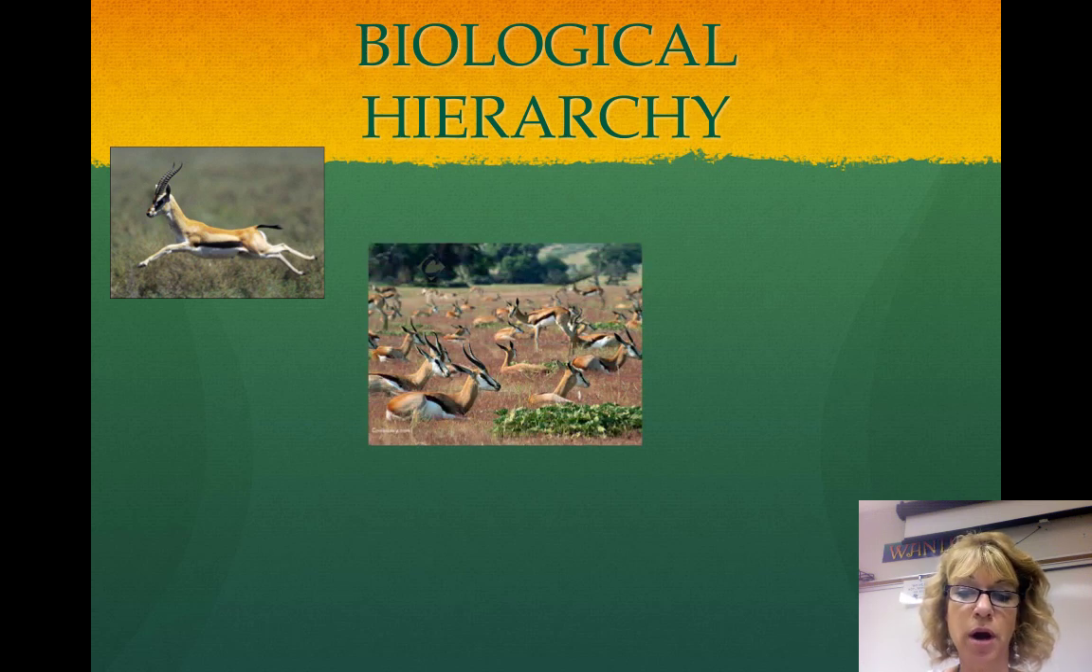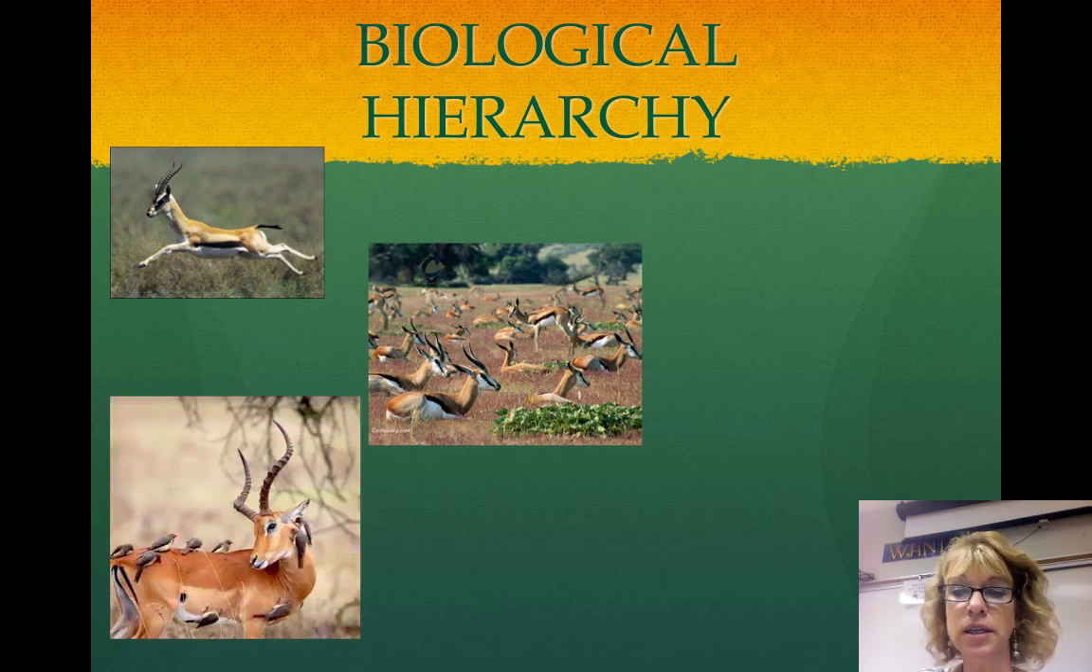Individual organisms are part of a population. A population is a group of individuals of the same species that live, interact, and interbreed in a particular geographic area at the same time. A population is the smallest unit that can evolve. Individual organisms do not evolve.